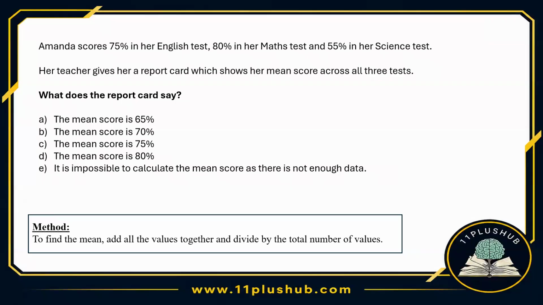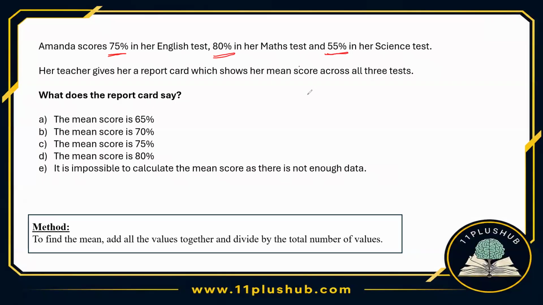Let's go through it. All right, so we've got Amanda, and she scores 75% in her English test, 80% in her maths test, and 55% in her science tests. And remember, when we're reading questions that have lots of words in them, it's always a good idea to give it a quick underline, these numbers, yeah?